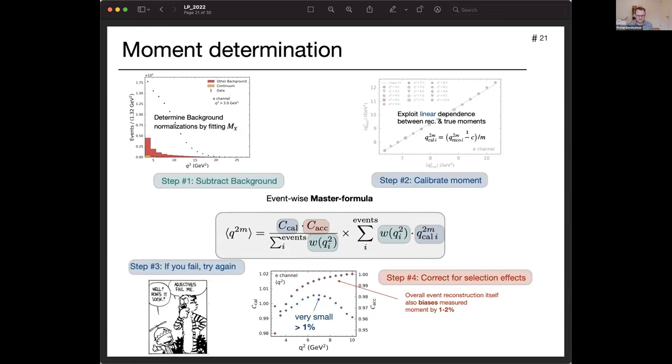Okay, the moments are then determined in four steps. Step one is you subtract the background. This is done by fitting MX and then providing some unbinned signal probability as a function of q². Then you have to again undo what the detector does, so you need to calibrate the measured moments. This is done by exploiting a linear dependence between the reconstructed and true moments. Then step three: this however doesn't work perfectly, so there's a small bias that one wants to correct because they're almost linear, but just nearly linear. But that's a very small correction of less than 1%. And then the last step is you have to correct for selection effects since you reconstructed things with hadronic tagging, and that gives you an additional bias of 1 to 2% of those moments.